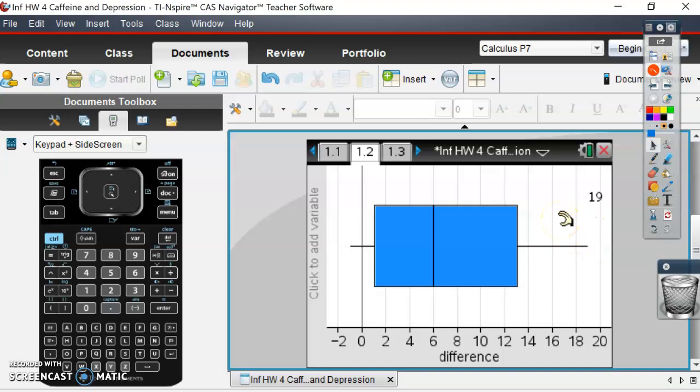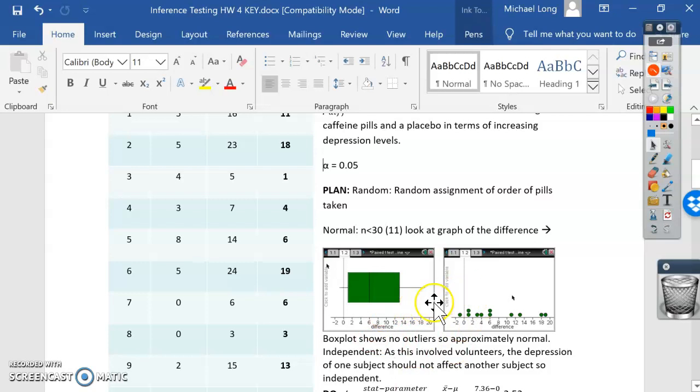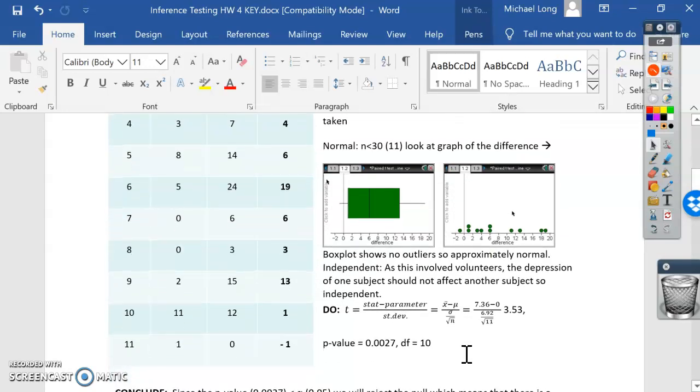So that's the big thing that we're looking for, and we would sketch either one of these graphs in there. You can see I sketched both of them. You would sketch one or the other, the box plot or the dot plot. Okay, and again, you would say there's no apparent outliers, so it would be approximately normal. So the box plot's probably the best graph to be able to do that kind of information with.